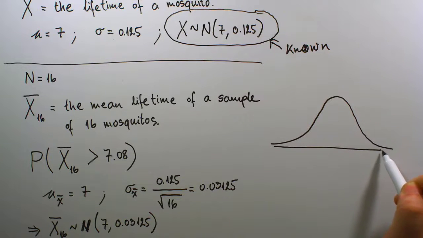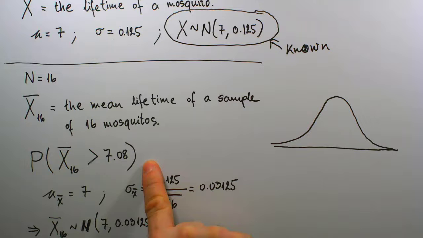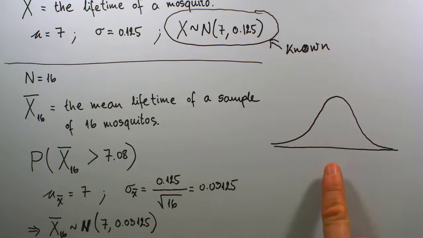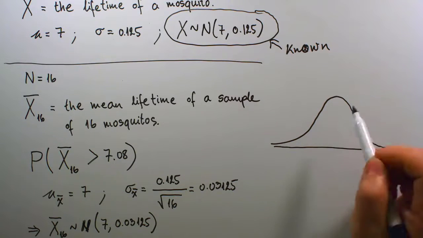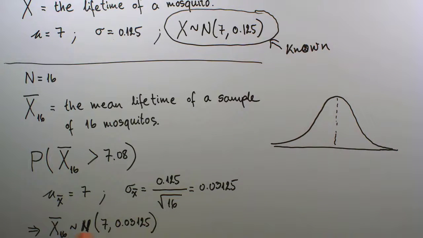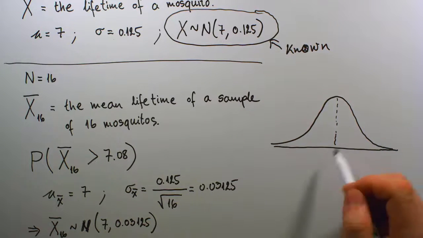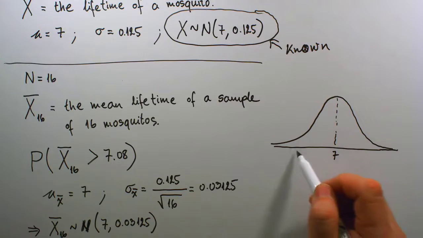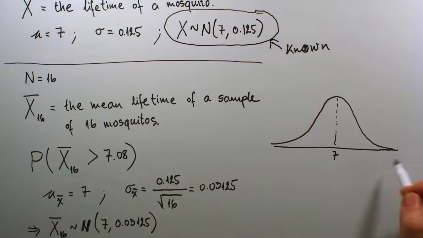And later proceed calculating the answer to this problem entirely as a bell curve problem. This bell curve has center, as we have found out, at 7. And any value on this line is a sample mean of 16, a sample mean lifetime of 16 mosquitoes. So represent generally as a capital X bar 16.